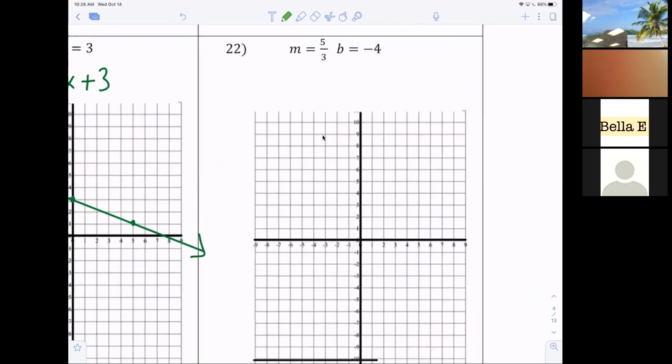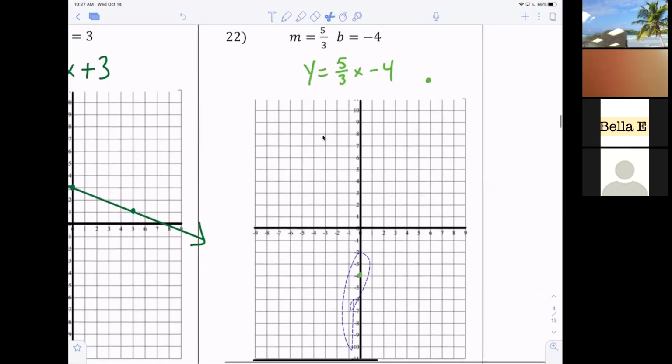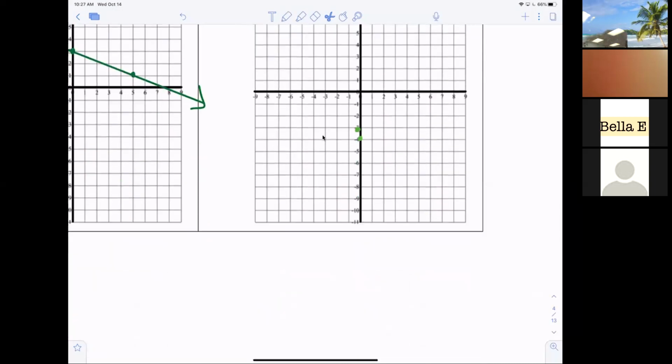All right, here we go. So I want the equation, number 22. Y equals 5/3 x minus 4. Any issues with how to write that equation? All right, now I need to graph. Jack, we start at the center and then go down 4. Down 4. Thank you. 1, 2, 3, 4. Now, come on, Jack. What do I do? And then after that, we go 5 up and 3 to the right.